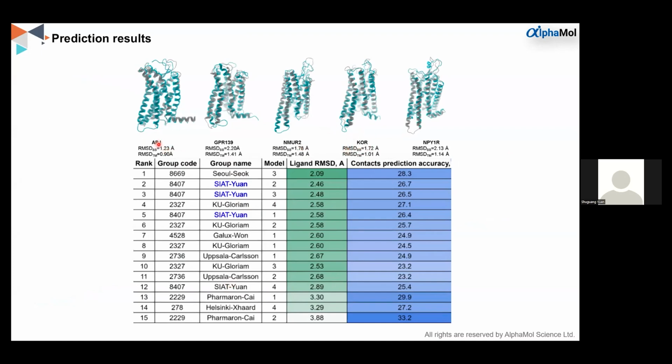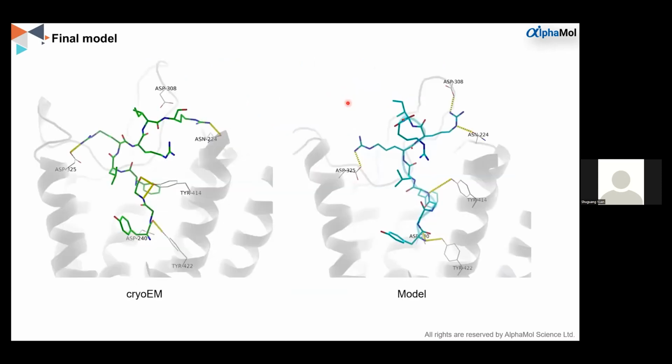From the root mean square deviation between the experimental structure and our model predictions, we can see the RMSD is pretty low. For the transmembrane region of our predictions, it is within 0.9 and 1.5 angstrom, so it is highly in agreement with the experimental structure. We also used our dedicated workflow and made correct predictions for the binding mode. We could repeat the binding mode from the cryo-EM structure. All the important interactions between the drug molecule and the receptor can be reproduced.